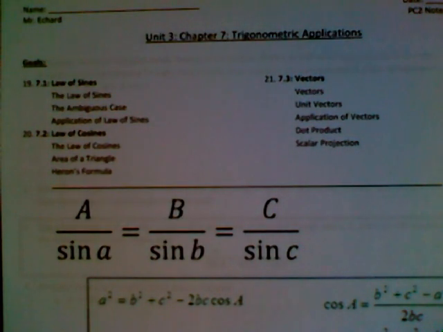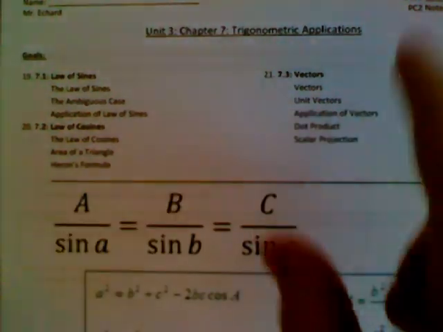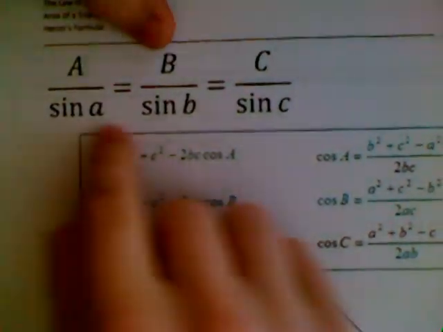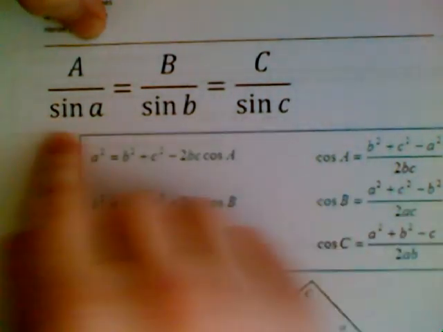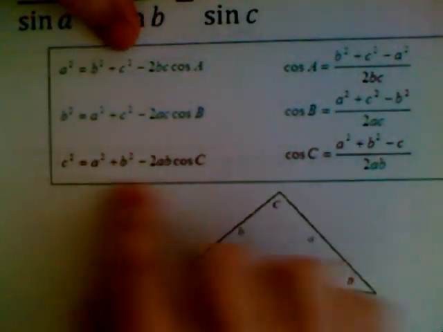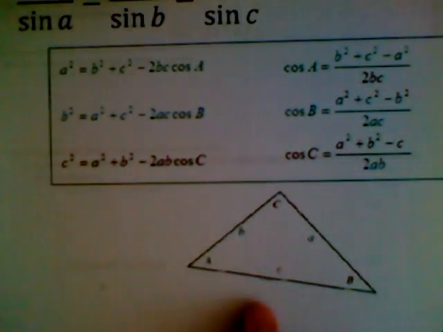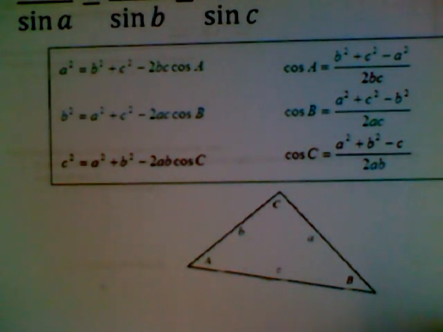Okay, Unit 3, Chapter 7, looking at trigonometric applications. The biggest thing in this whole unit is law of sines, law of cosines, and vectors. Now, you'll notice here, this giant thing is actually the law of sines. This right here is the law of cosines. And you'll notice that this triangle down here is not a right triangle.